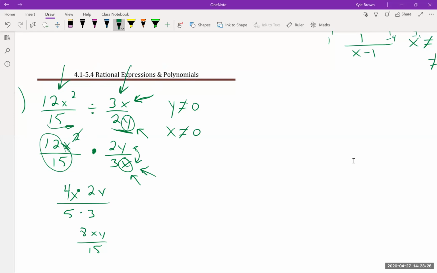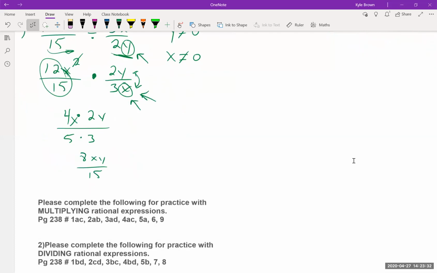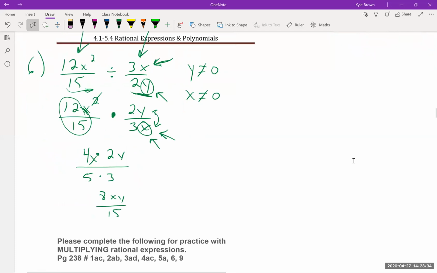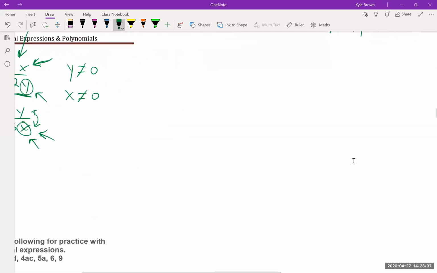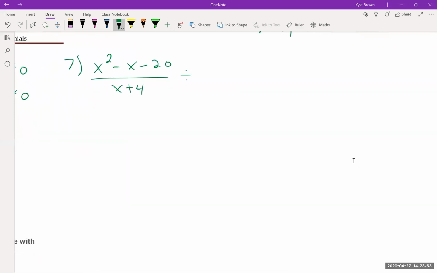Okay, all right, last one. We're going to do one more question here, and then we're done. That was 6, so we'll do 7. All right, so we've got x squared minus x minus 20 over x plus 4, and then divided by x squared minus 3x minus 10 over x minus 1.